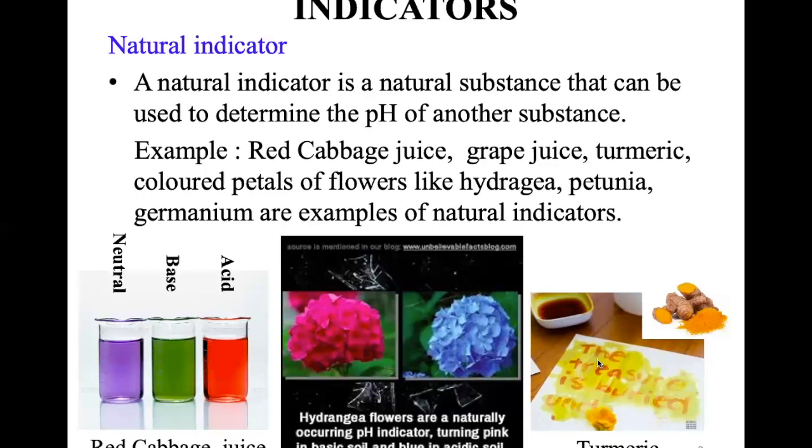The other famous natural indicator is haldi. It is turmeric. Whenever you eat food, you can see that the color of your dress becomes yellow, and as you wash with soap, what happens? It becomes red in color. So soaps are a little bit basic in nature.